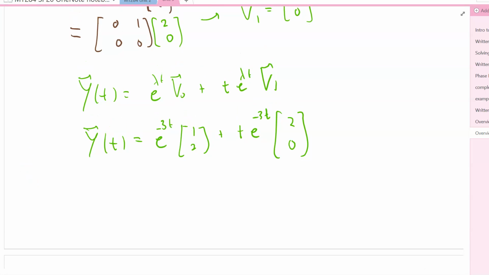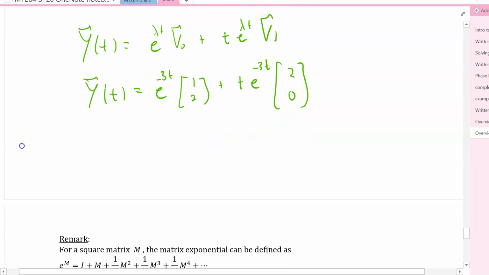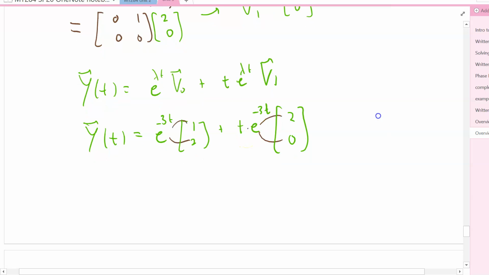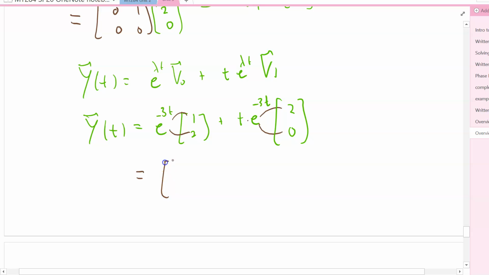The last thing I want to do here before we look at the graph is, I don't actually have the graph for this one, but we could plot that in Maple. The last thing I want to do for this one is to distribute the scalar functions into the vectors, and then add them up. So what we get here is e to the -3t, and then 2 e to the -3t for the first one, plus the second one. Well, the second component is 0, so we multiply it by anything, it's going to be 0, and we're going to get 2t e to the -3t there.